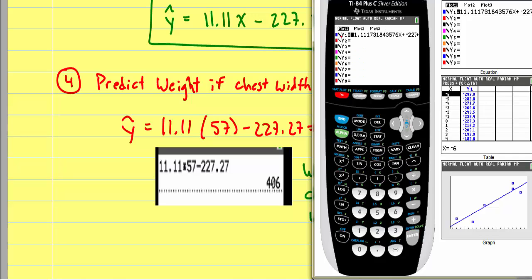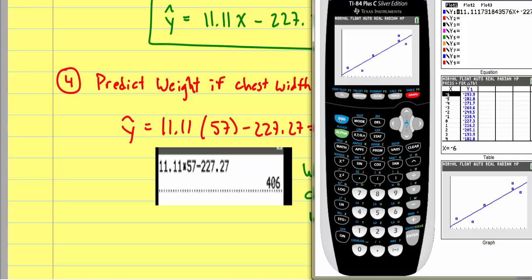But let's look under y equal. Look what's here. Remember, I automatically asked us to put that line of best fit in y1. That is that line of best fit. So let's go ahead and hit graph. And here is that showing of that line of best fit.